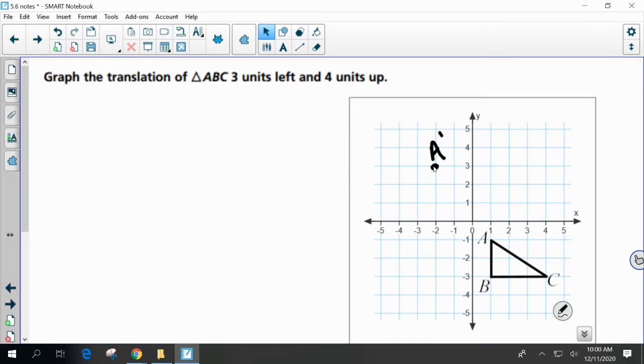And then point B, same thing. 3 left and 4 up. This would be point B prime. Point C, 3 left and 4 up, would be C prime. And then I'll fill in what my triangle would look like.